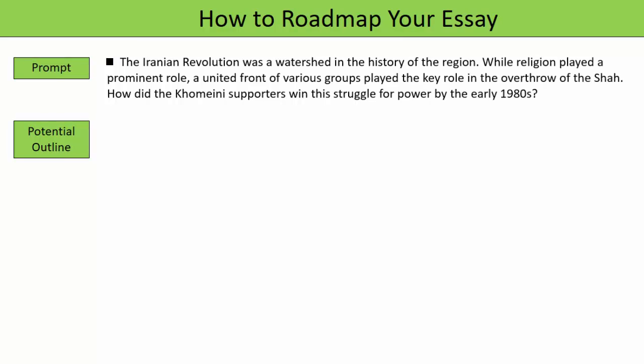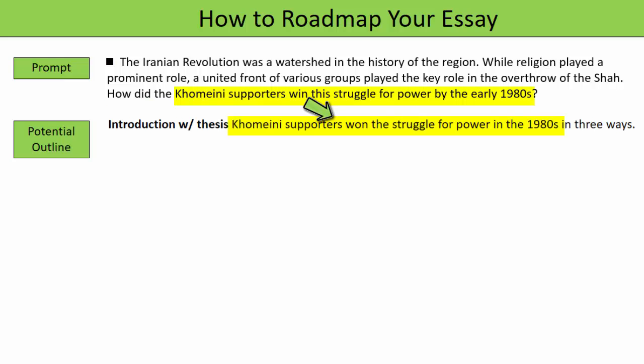In this fourth example, pay special attention to the last sentence. That's where the main prompt is. The first 2 sentences are background. The Iranian Revolution was a watershed in the history of the region. While religion played a prominent role, a united front of various groups played the key role in the overthrow of the Shah. And now, here's the real prompt. How did Khomeini supporters win this struggle for power by the early 1980s?